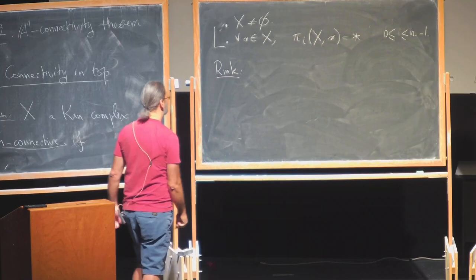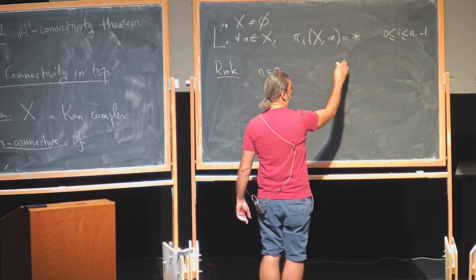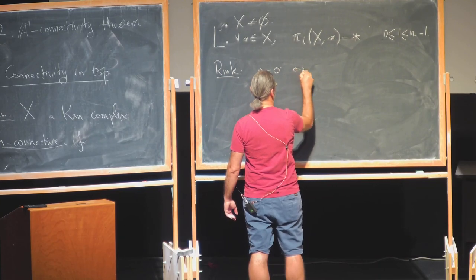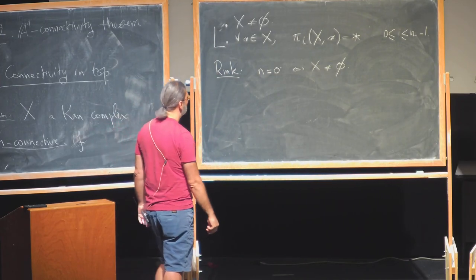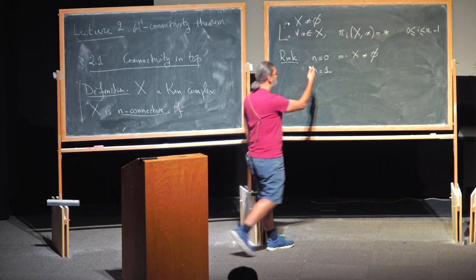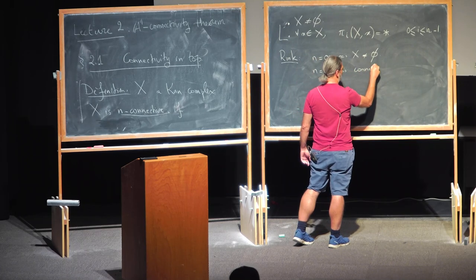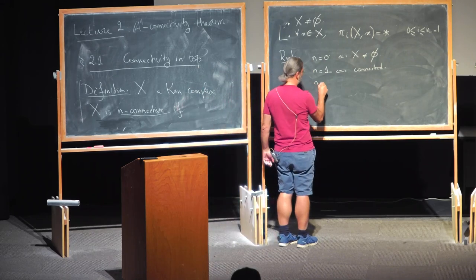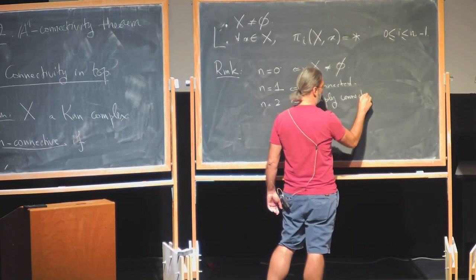And so here's maybe a remark. Let's see what this gives us for low integers n. If n is equal to 0, then this condition is empty, so we are only asking X to be non-empty. For n equal 1, we are asking that pi 0 is trivial, so this is the same thing as being connected. And n equal 2, it's simply connected.